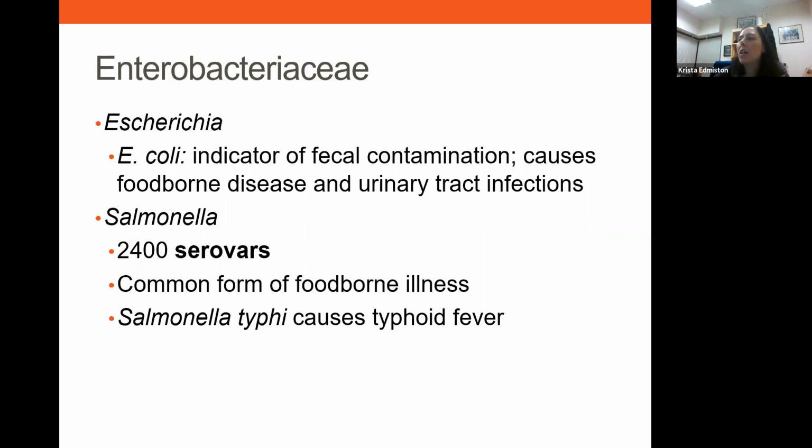It does also cause another disease called typhoid fever, caused by Salmonella typhi. If you've heard about Typhoid Mary, she was a very famous asymptomatic carrier, meaning that she didn't show any symptoms of the disease, but was carrying Salmonella typhi, and she was a cook. So as she was making food, she was contaminating that food. So everywhere that she worked, people were coming down with typhoid fever.